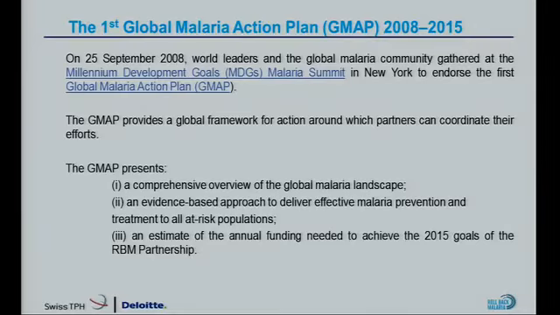So as most of you, if not all of you in this room remember, the first GMAP, or Global Malaria Action Plan, was launched in 2008 when world leaders and the global malaria community gathered at the Millennium Development Goal, or MDG, Malaria Summit in New York. And this GMAP was designed to provide a global framework for action around which partners could coordinate their efforts. And since 2008, it has been widely used by a broad range of partners working on malaria control.